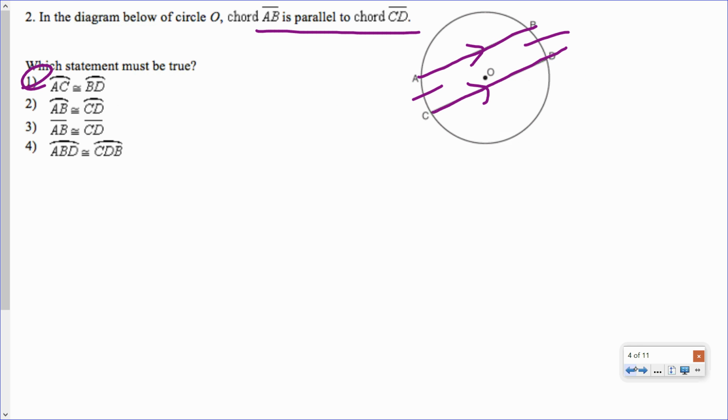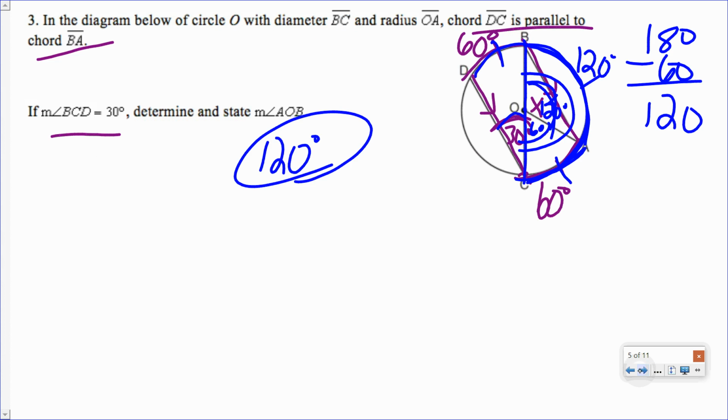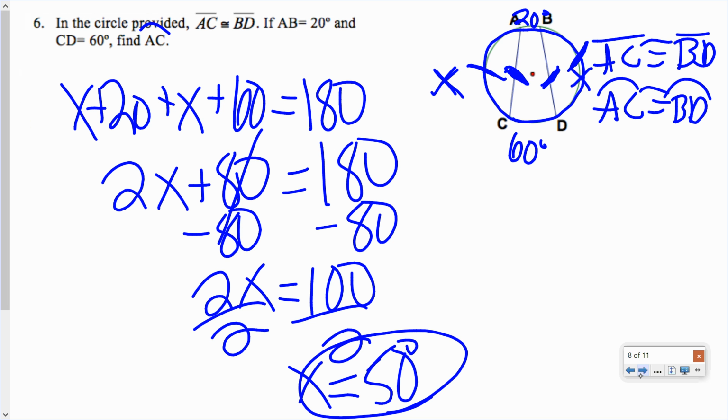So the two rules we're talking about today: when I have parallel chords, and again, a chord is just a line segment inside of a circle, the arcs in between them must be congruent. When I have congruent chords, then my arcs are congruent. Not the arcs between them, but the arcs outside of them. Whatever the chord is, it's the same for the arc. Chord AC is congruent to chord BD, so arc AC is congruent to arc BD.